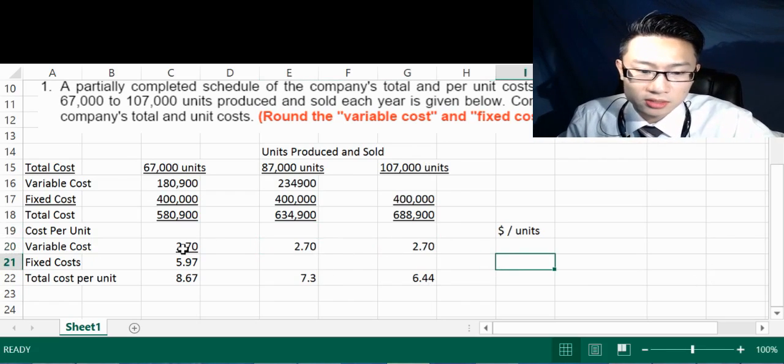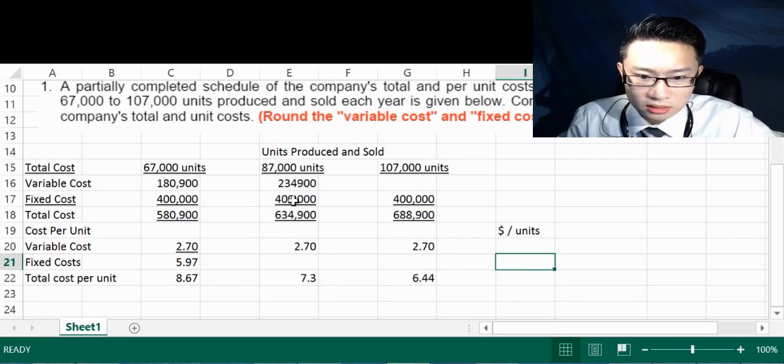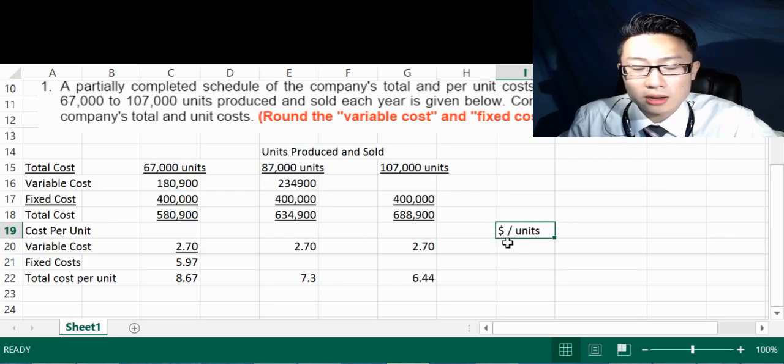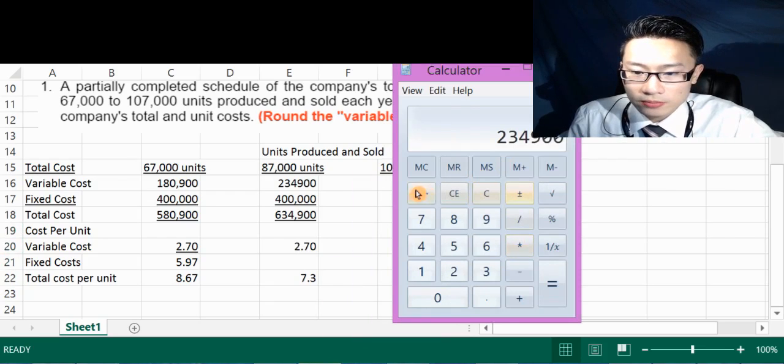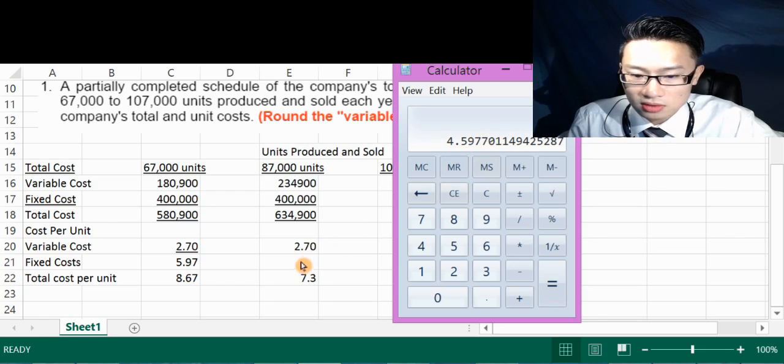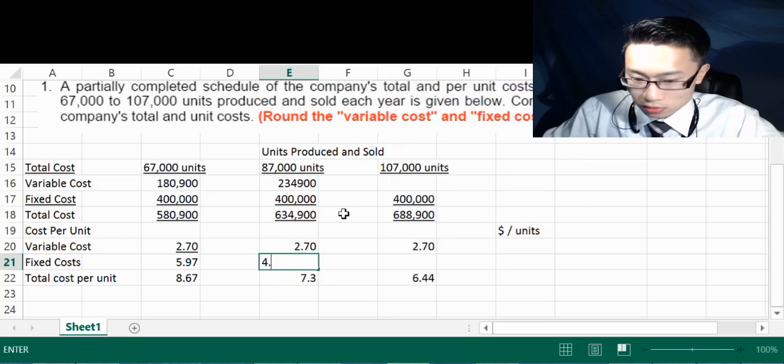But fixed cost per unit is going to be different, because fixed cost is $400,000 but the units are different. We can still apply the same logic, which is the amount divided by units. So fixed cost is $400,000 divided by 87,000 units. It's going to be 4.5 something, and if we round it, it'll be 4.60. Good.